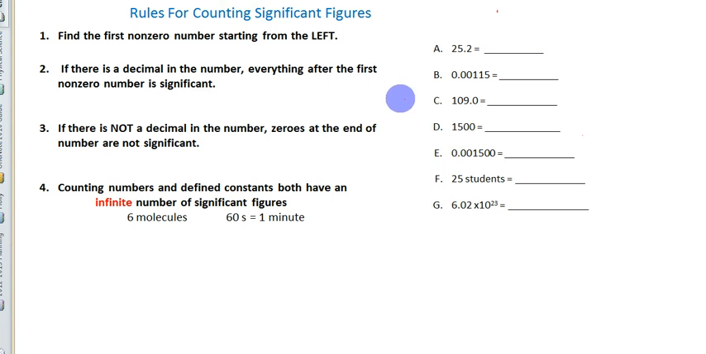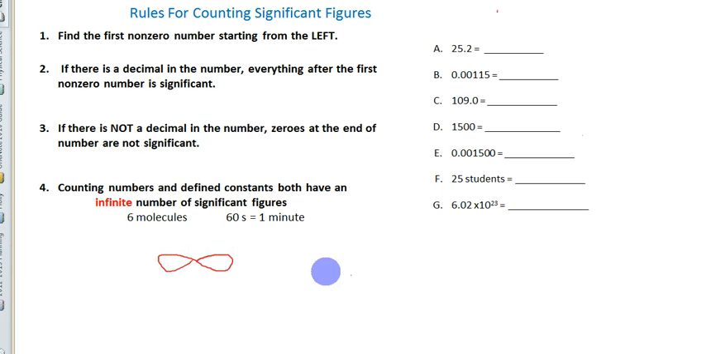3, if there is not a decimal, zeros at the end of the number are not significant. And number 4 deals with a special case, counting numbers, exact numbers, things that are constants. These are determined to have an infinite number of significant figures, okay? Infinite number of significant figures.